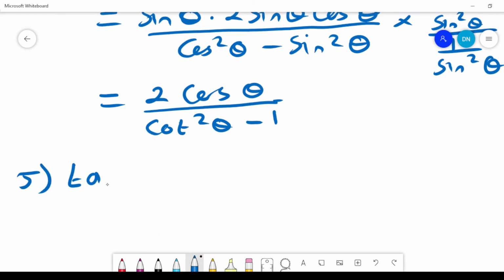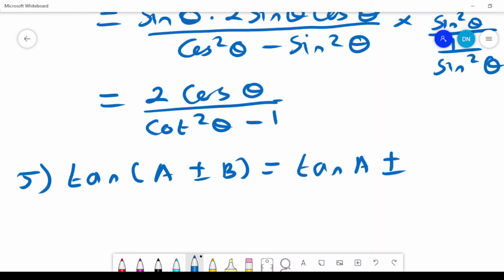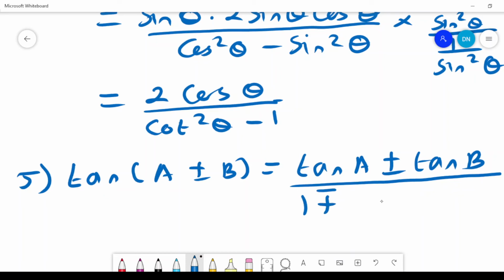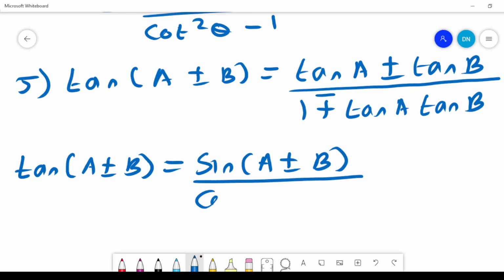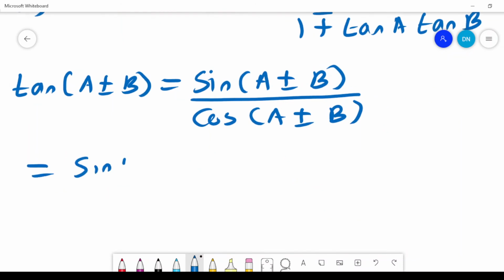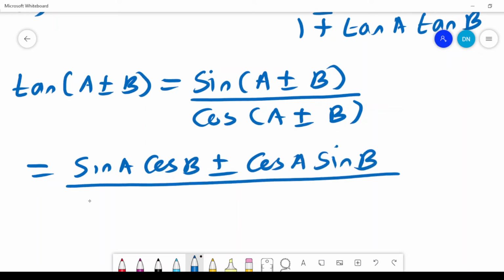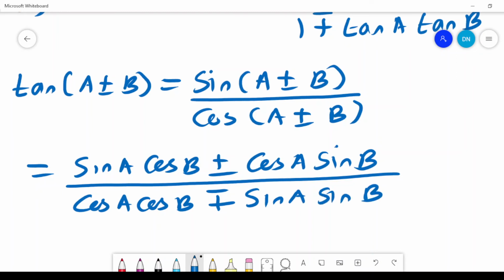And we want to show that tan of A plus or minus B is equal to tan A plus or minus tan B all over 1 minus or plus tan A tan B. So that tan of A plus or minus B is sine of A plus or minus B all over cos of A plus or minus B, given by sine A cos B plus or minus cos A sine B, everything divided by cos A cos B. For cosine, things change a little bit. So what do I do with this?